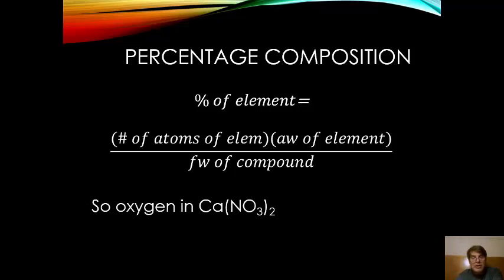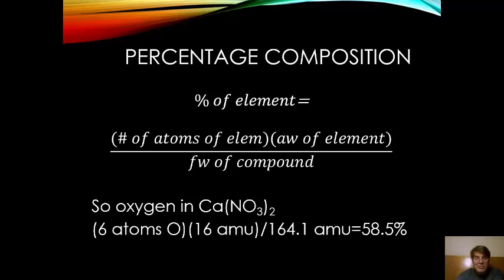And so let's look at calcium nitrate here. So what is the percentage of oxygen in this compound? Well, we have 6 atoms of oxygen in this compound. 3 times 2 is 6. 6 atoms of oxygen. The number of atomic mass units in an oxygen is 16. So we multiply those two together, and therefore we know the total number of atomic mass units of oxygen in any one molecule of the calcium nitrate.